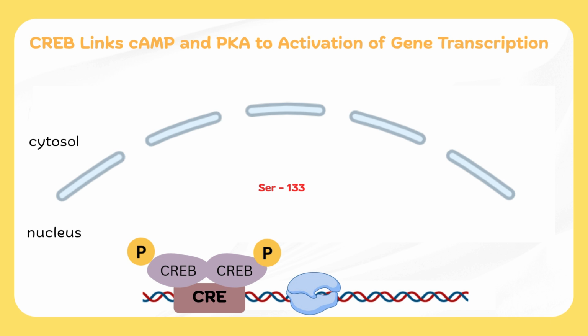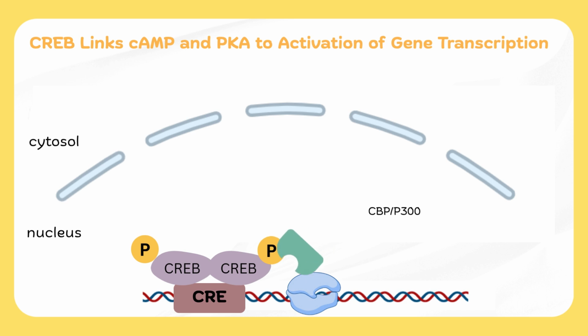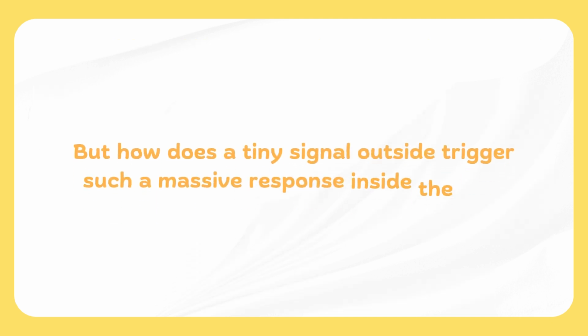Phosphorylation of CREB at serine 133 allows it to recruit a powerful coactivator called CBP-P300. This coactivator links CREB to RNA polymerase II and other gene regulatory proteins, thereby stimulating gene transcription. That was the nuclear response. But the real question is, how does a single hormone molecule, like epinephrine, lead to such a massive cellular response?